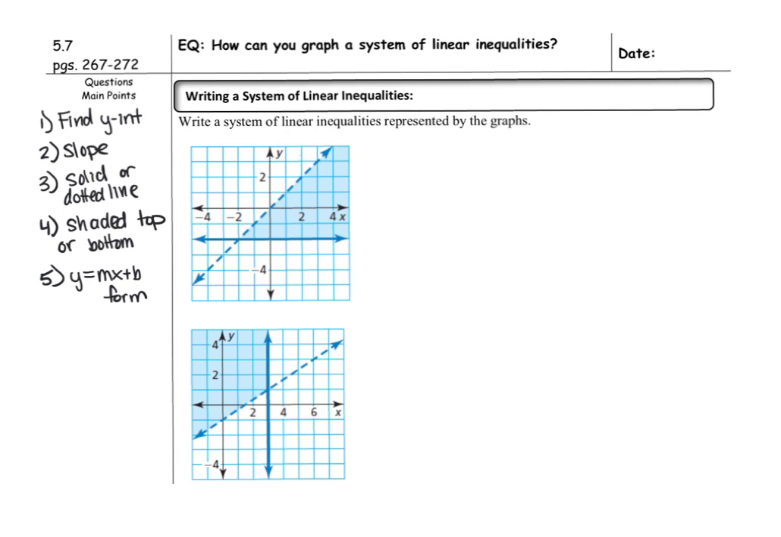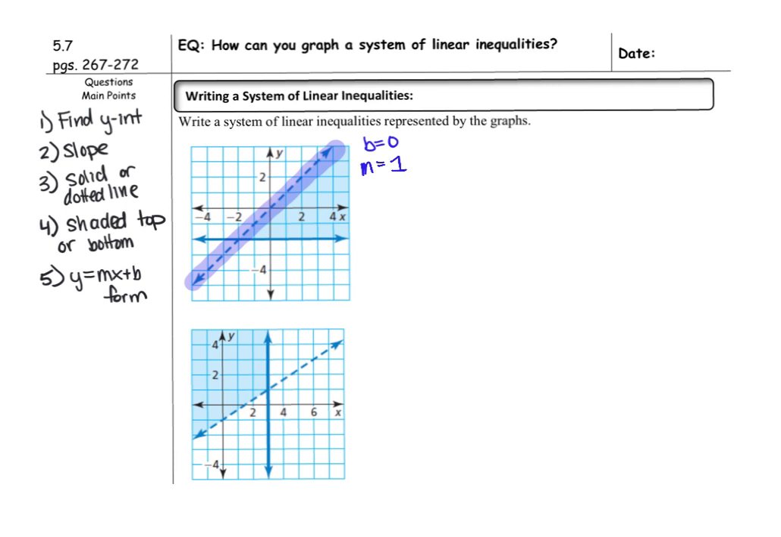Let's take a look at this first one. I'm going to highlight the lines because it helps to differentiate between the two. I'm going to highlight this first one in blue. That's the one I'm going to be focusing on first. If we look at this dotted line, it looks like it goes through the y-axis at 0. So that means that my y-intercept is 0. From the y-intercept, it looks like we go up 1, right 1, up 1, right 1. So that means that my slope is going to be positive 1.